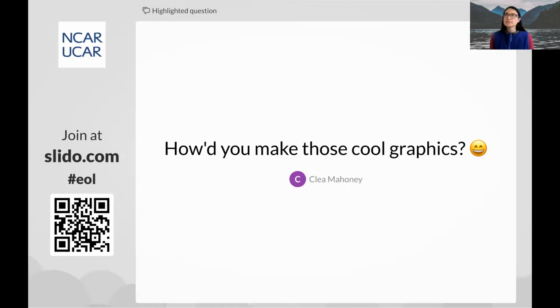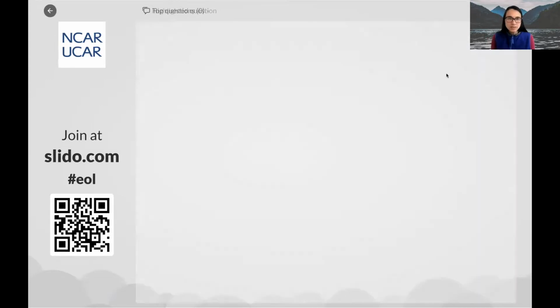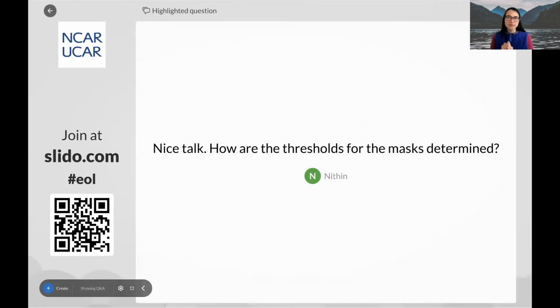For some reason, I'm going to try to highlight this question. There, it's coming up. We have a question from Nithin who says, nice talk. How are the thresholds for the masks determined?